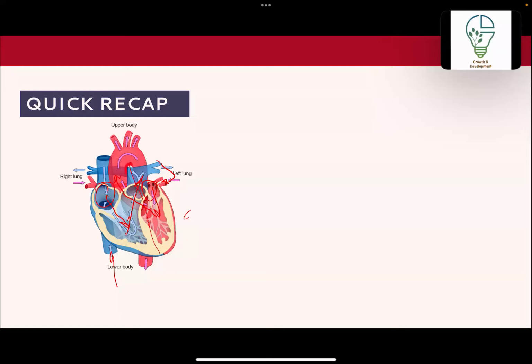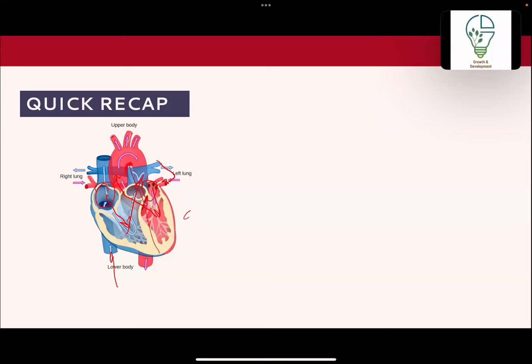So the upper part of the heart contracts first, and then it gets delayed by 100 milliseconds, after which the lower part of the heart, which consists of the ventricles, contracts.